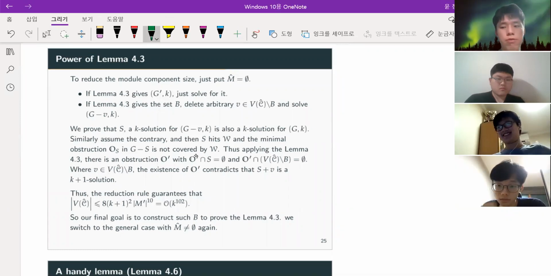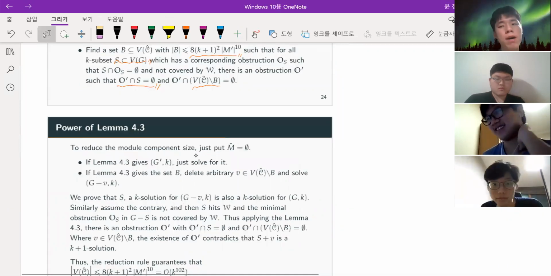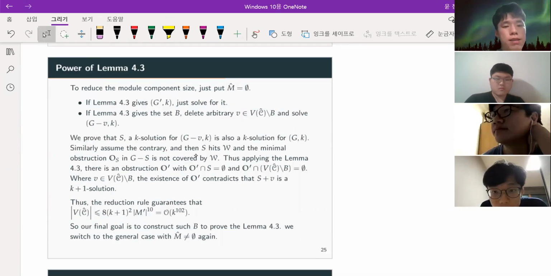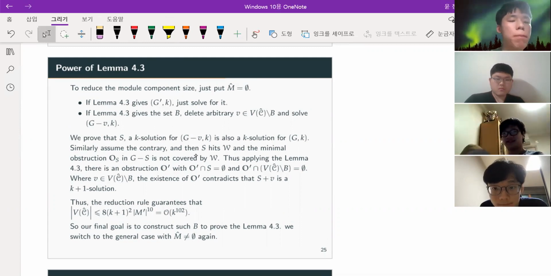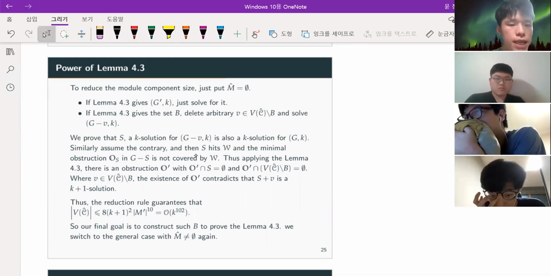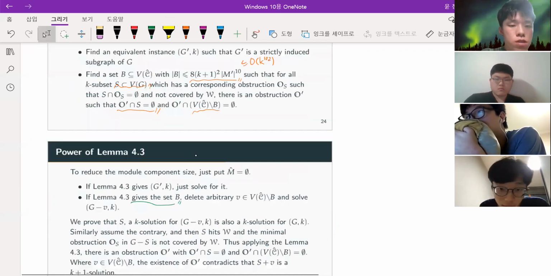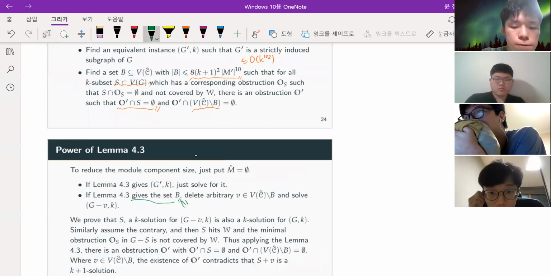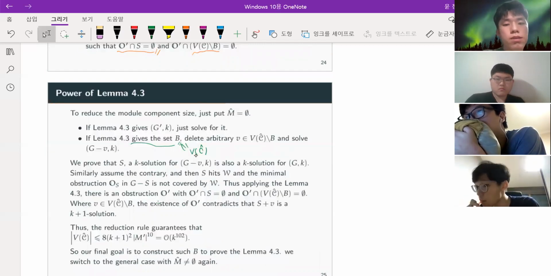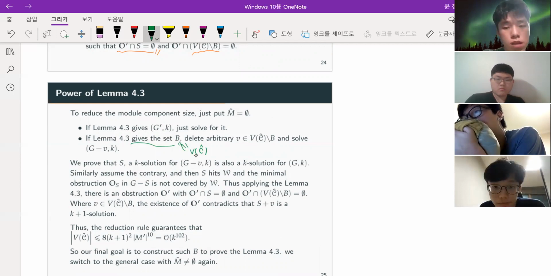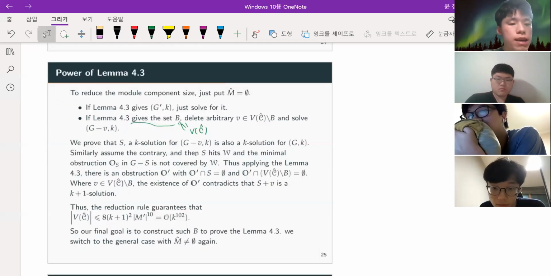we run the algorithm from lemma 4.3 and do a case analysis. If lemma 4.3 gives G prime and k, then we may just solve for the proper subgraph. And if lemma 4.3 gives the set B, which belongs to the vertices of module components, we delete an arbitrary V excluding B, and solve for G minus V and k.